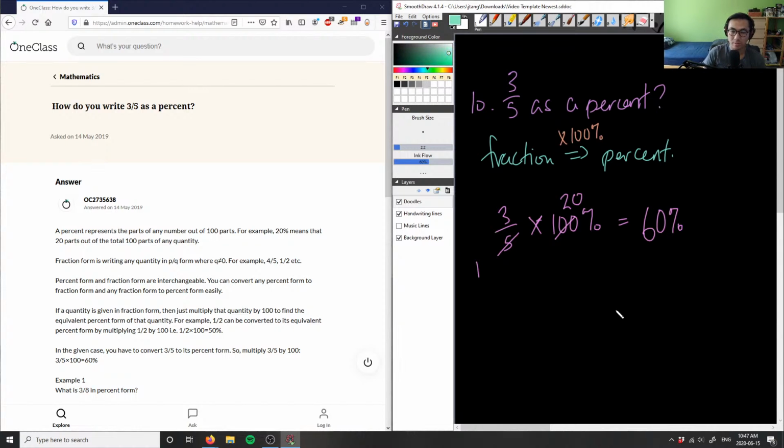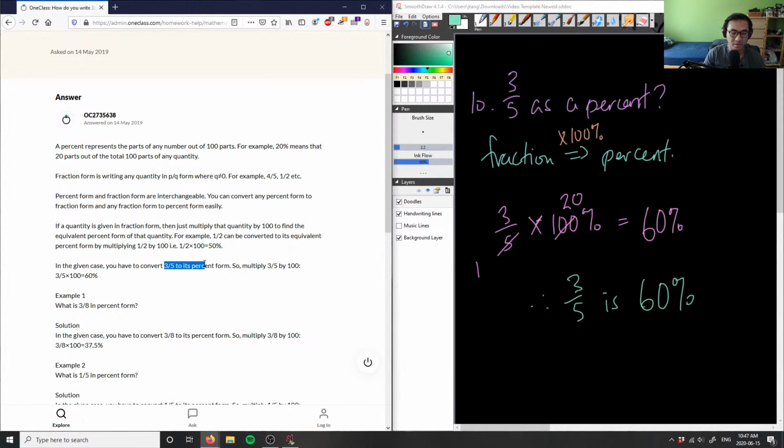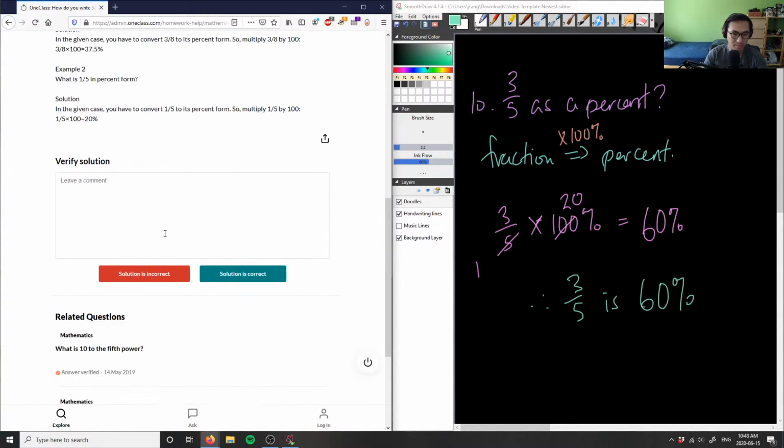So we can say, therefore, 3 over 5 is 60%. And as you can see, this solution here is correct because they converted 3/5 to percentage form. So 3/5 times 100 is equal to 60%. So this solution here is correct.